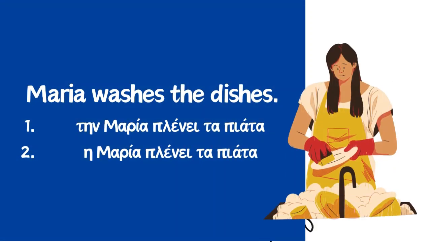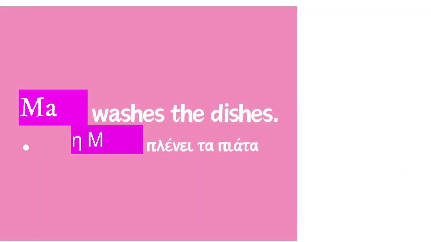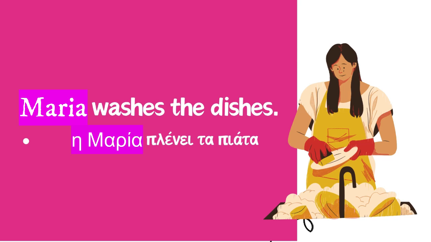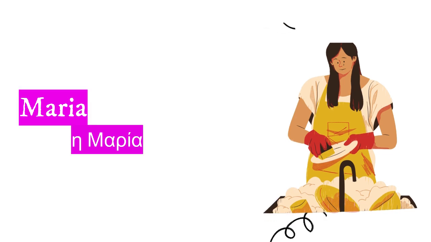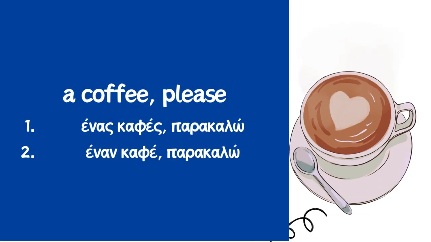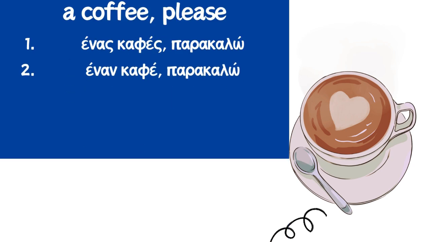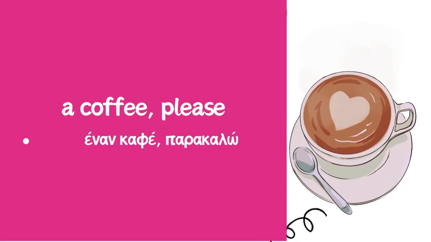Maria washes the dishes. Την Μαρία πλένει τα πιάτα or η Μαρία πλένει τα πιάτα. The correct answer is η Μαρία πλένει τα πιάτα. Another example, a coffee please. We have the options ένας καφές παρακαλώ or έναν καφέ παρακαλώ. The correct answer is έναν καφέ παρακαλώ.